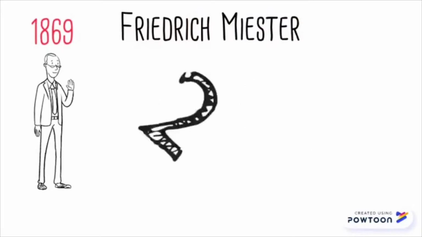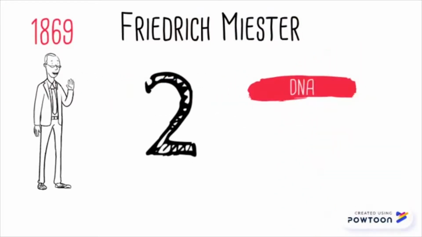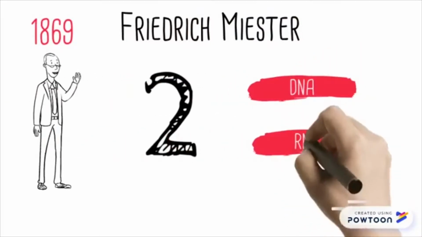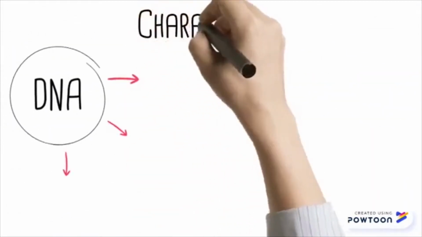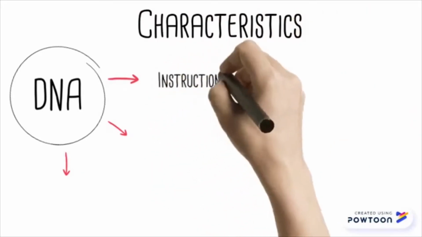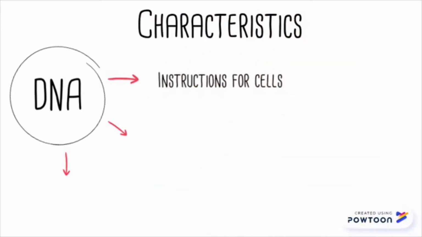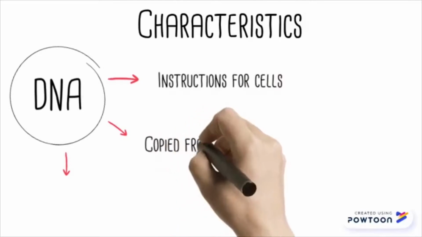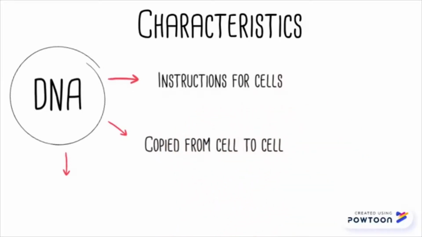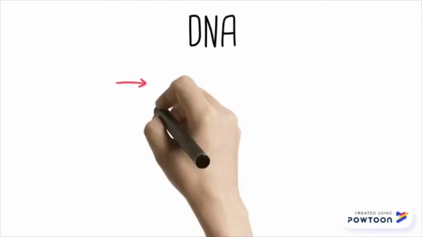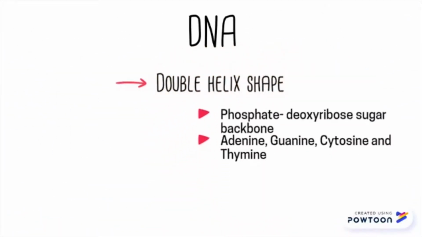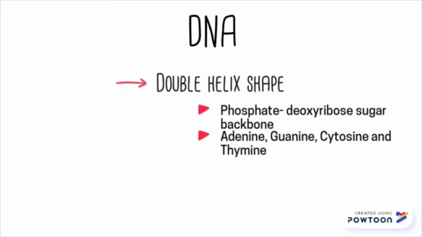There are two chief types of nucleic acid: the deoxyribonucleic acid, which is DNA, and the ribonucleic acid, which is RNA. Some characteristics of DNA are that DNA contains instructions for all cells which are passed down and that are organized into chromosomes. It is also copied from cell to cell when one is divided. It's usually a double-stranded molecule with a twisted double helix shape, which is composed of a phosphate deoxyribose sugar backbone and four nitrogenous bases: adenine, guanine, cytosine, and thymine.